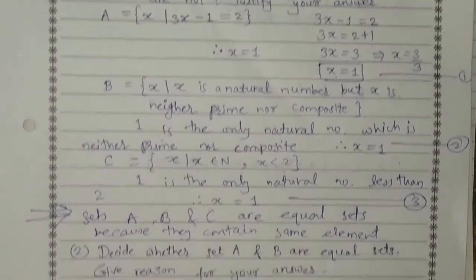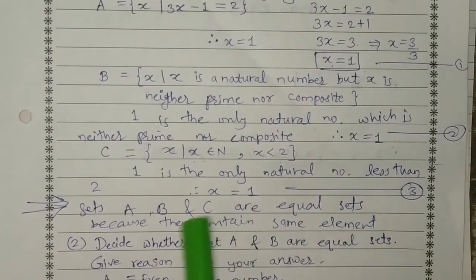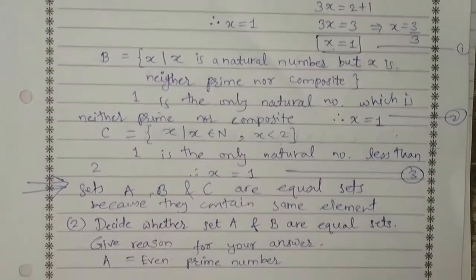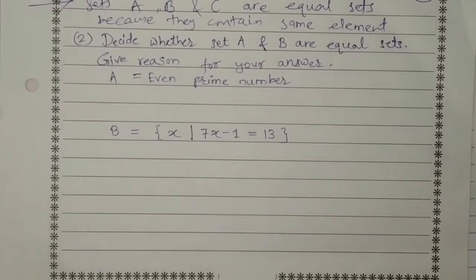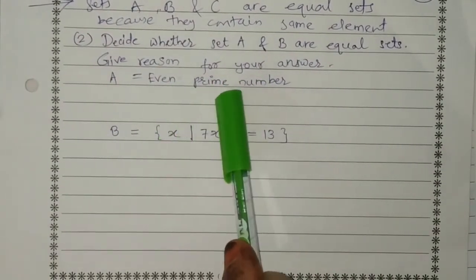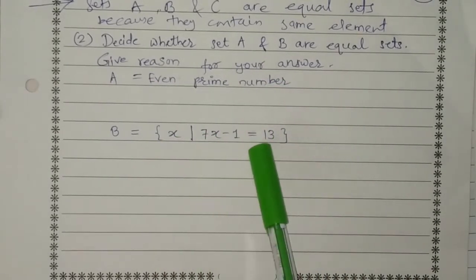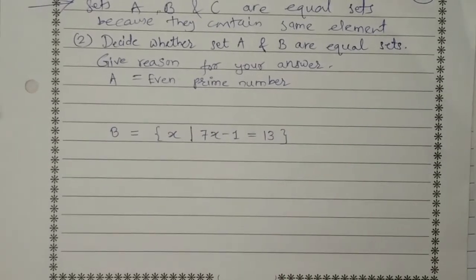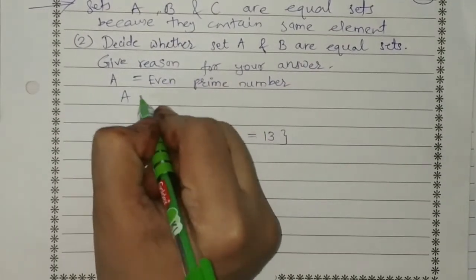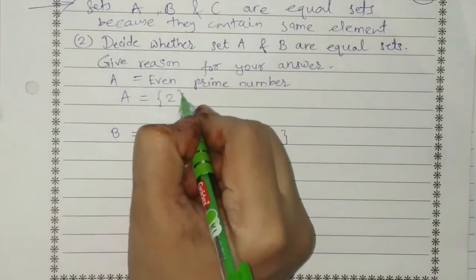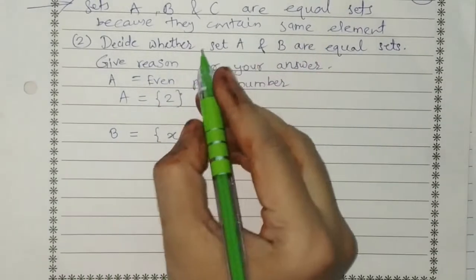Now dear students, moving to the next question. Decide whether sets A and B are equal sets and give a reason for your answer. Again we are provided with two sets, set A and set B. Set A is the set of even prime numbers and set B contains elements x such that 7x minus 1 is equal to 13. Dear students, A is even prime numbers. So we know that in A there is going to be only one element, which is 2. Why? Because among prime numbers, the only even prime number is 2.